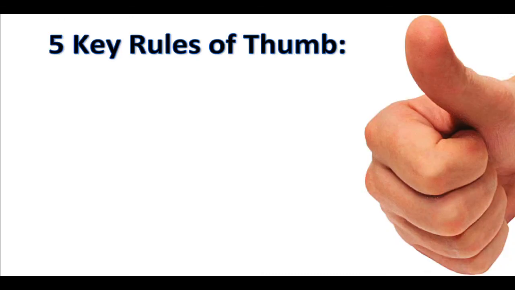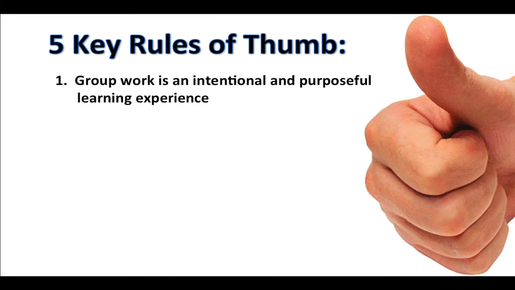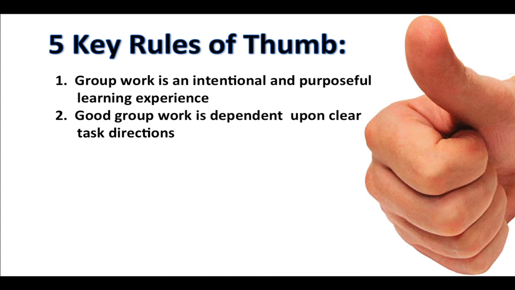And in closing, 5 key rules of thumb. Number 1, group work is an intentional and purposeful learning experience. The more that you do in advance of the class to define the activity and what it is you hope for the groups to accomplish, the more likely that group activity will be successful. Number 2, good group work is dependent upon clear task directions. Let your groups know specifically what it is that you hope for them to accomplish. Provide them a rubric for that performance.